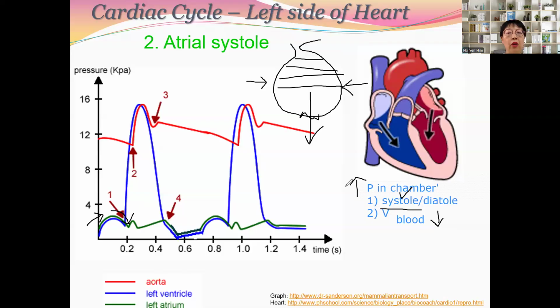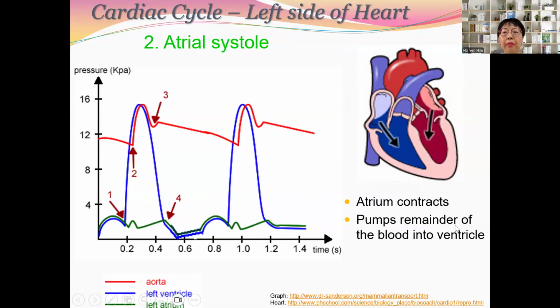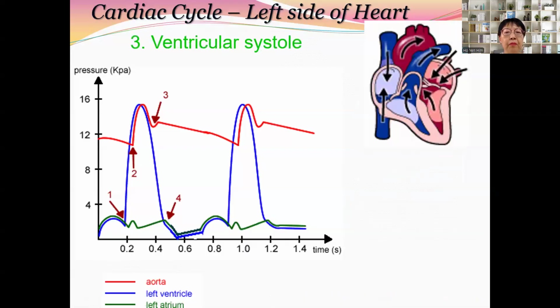Okay, so what governs the pressure? Both the systole and also the blood volume. That's how I use these two factors to explain the increase or decrease. So during atrial systole, the atrium contracts and pumps the remainder of the blood into the ventricle. This period of time, from here where it goes up and goes down right to the bottom here, is our atrial systole. Okay?